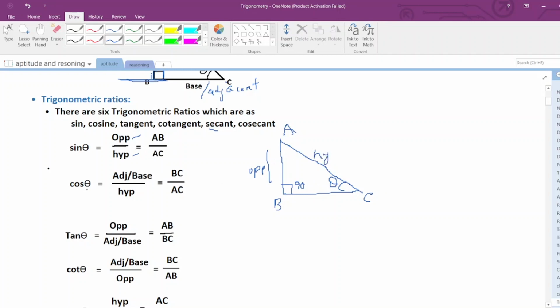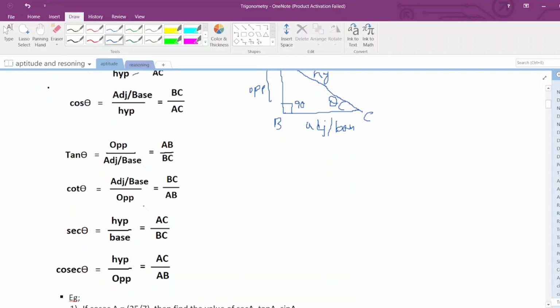The same way cos theta is equal to adjacent or base side by hypotenuse. We call this the adjacent side or base side, right? So it is BC by AC. The same way tangent is equal to sine by cos. I can also write tan theta is equal to sine theta by cos theta.